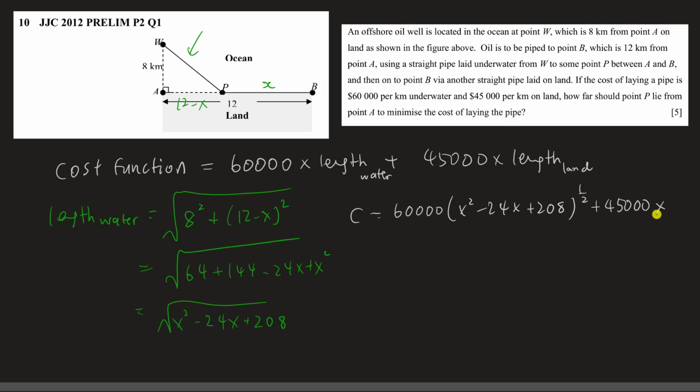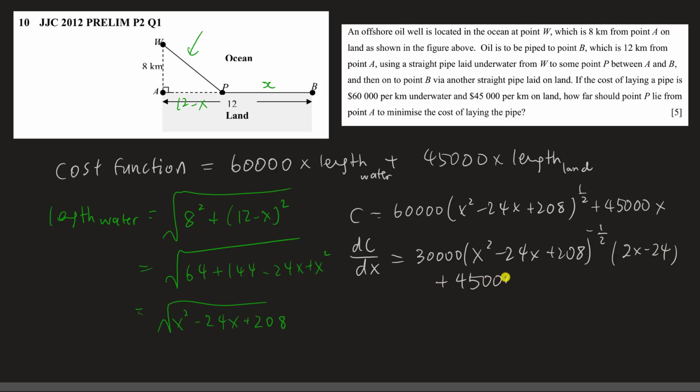Then we will differentiate this, because I want to minimize the cost with respect to x, right? So dC/dx equals 0. To find dC/dx, you first differentiate this. Power bring down: 30,000 (x squared minus 24x plus 208) to the power negative half, and then don't forget to do chain rule and multiply by the differentiation of the inside, which is just 2x minus 24. Differentiating this will simply give me 45,000.